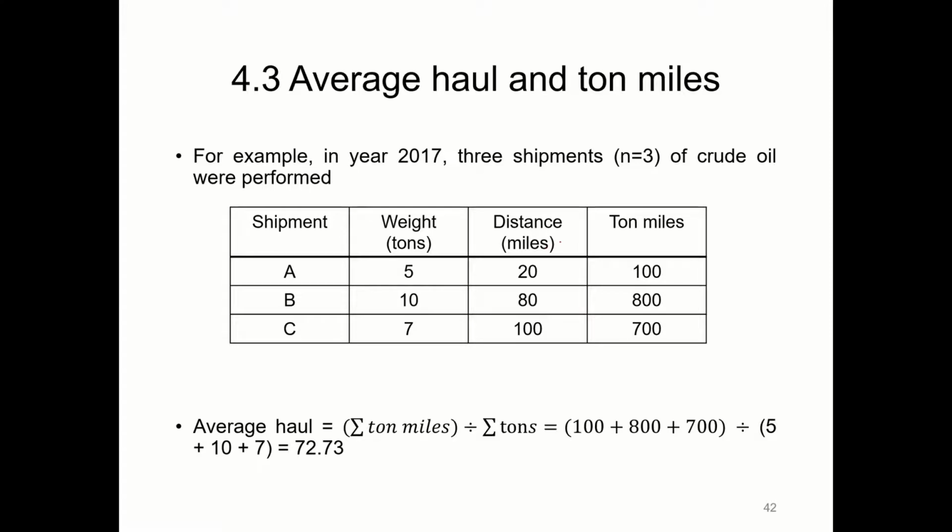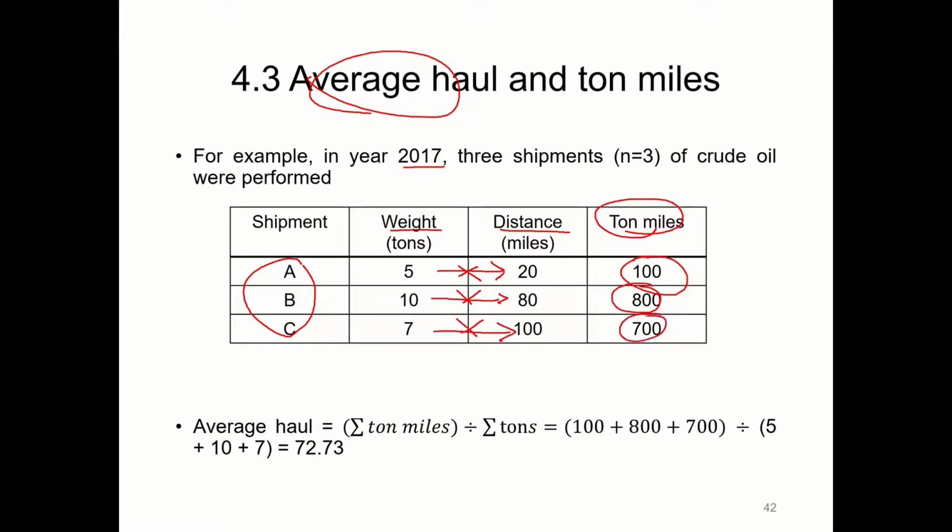Here's an example on how to calculate average haul. For example, in year 2017, there are 3 shipments, A, B, C, and this is the weight: 5 tons, 10 tons, 7 tons, and we also have distance: 20 miles, 80 miles, and 100 miles. So what would be the ton miles? We just multiply them together. 5 multiplied by 20, we get 100. 10 multiplied by 80, we get 800. 7 multiplied by 100, we get 700.